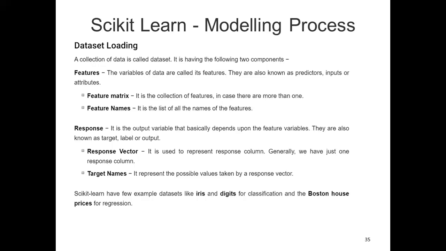These are the inputs. Features are called the input variables, and the response is called the output variable. The response basically depends upon the feature variables. The response is also called the target, label, or output. The response vector is used to represent the response column. The target names represent the possible values taken by the response vector. So we may have more than one feature and one output column.